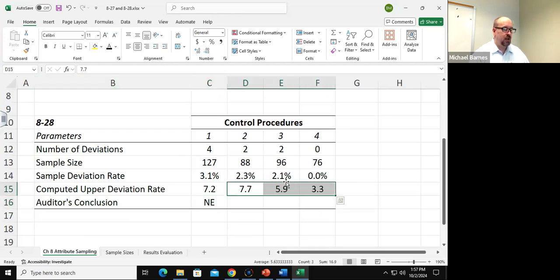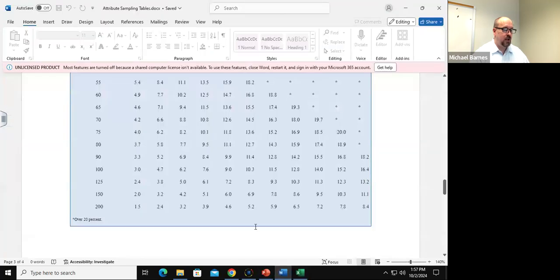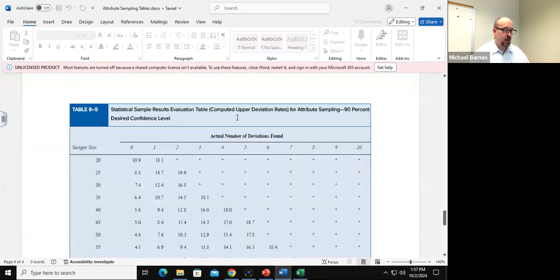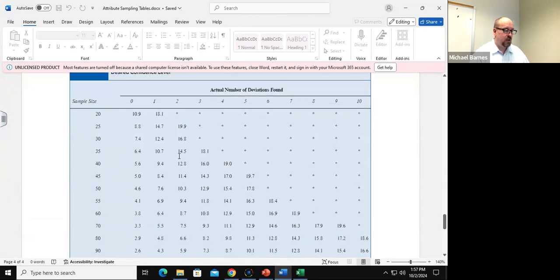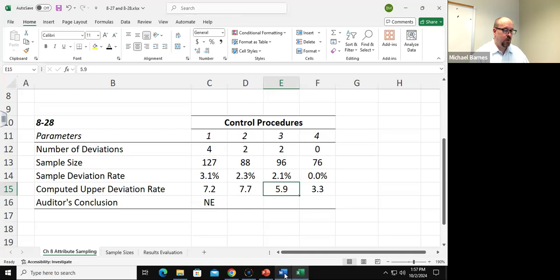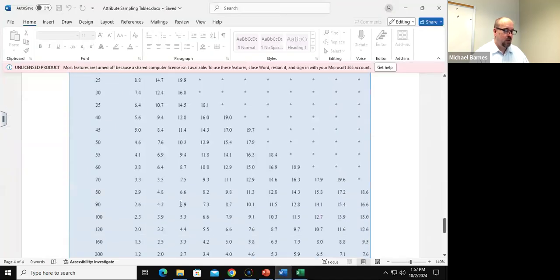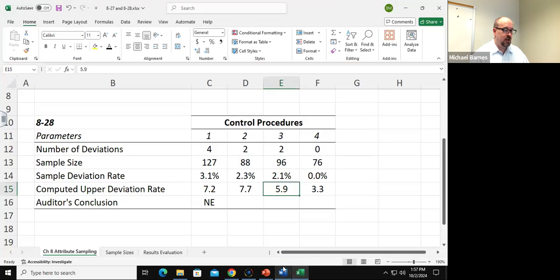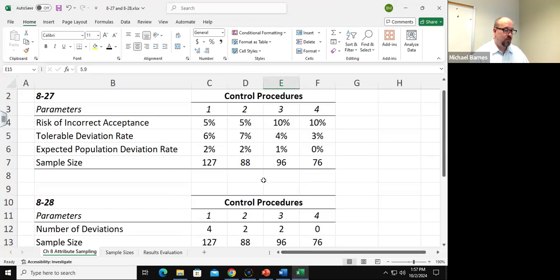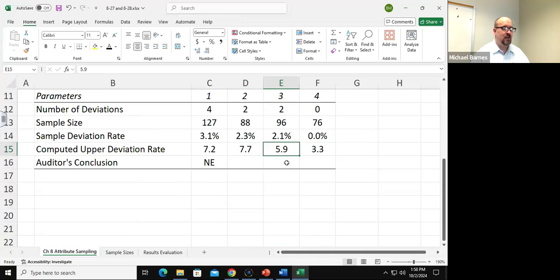And again, we can plug those in. Let's just go ahead and do number 3 again, just for context. So we have a number of deviations of 2, and this is going to be on our table for 90%. So if we go over here, 90% confidence level, 2 deviations, and the sample size, which I should have picked up, was 96. Generally we start at the lower end. Even though 96 is closer to 100, we're going to be conservative and go to 5.9%. So 5.9% and a tolerable deviation rate of 4%, that's going to be not effective as well.